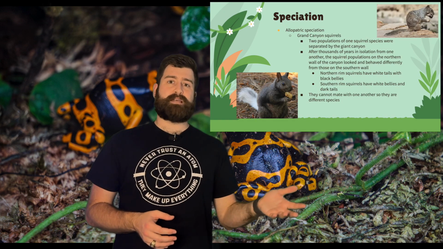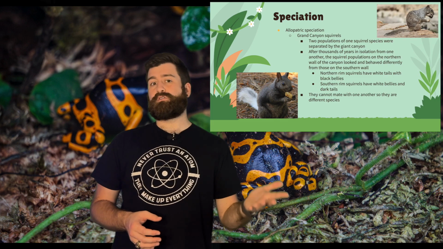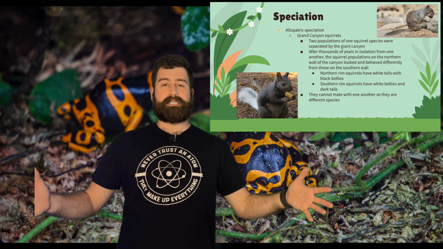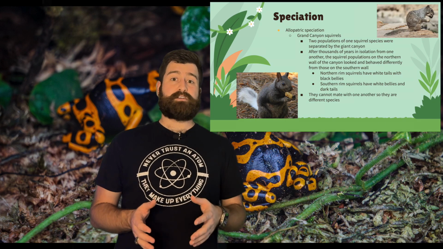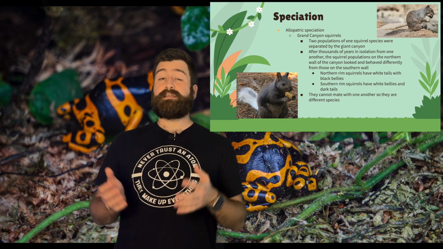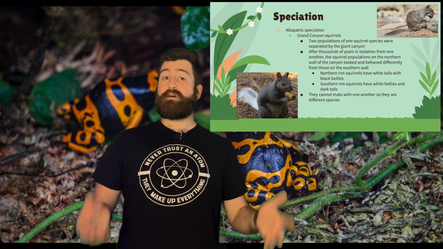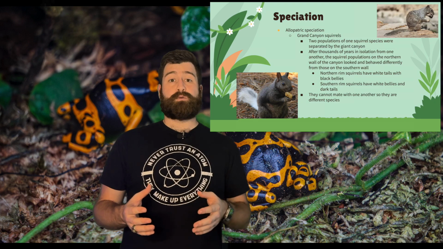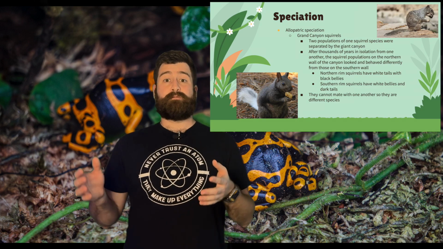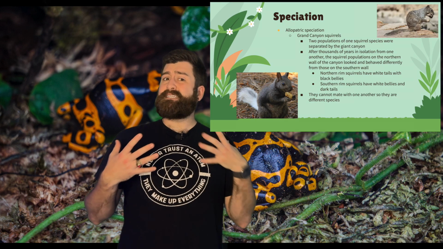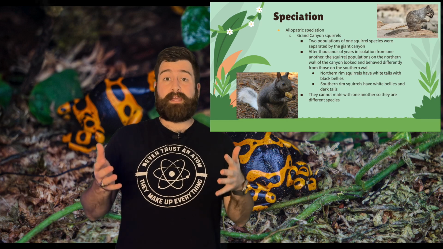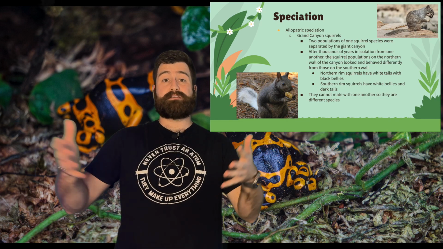Now, another specific example involves Grand Canyon squirrels. Two populations of one squirrel species were separated by the giant canyon. After thousands of years in isolation from one another, the squirrel populations on the northern wall of the canyon looked and behaved differently from those on the southern wall of the canyon. The northern rim squirrels have white tails with black bellies, while the southern rim squirrels have white bellies and dark tails. Now, besides these physical differences, they cannot mate with one another. Therefore, they are different species because they can't create offspring.